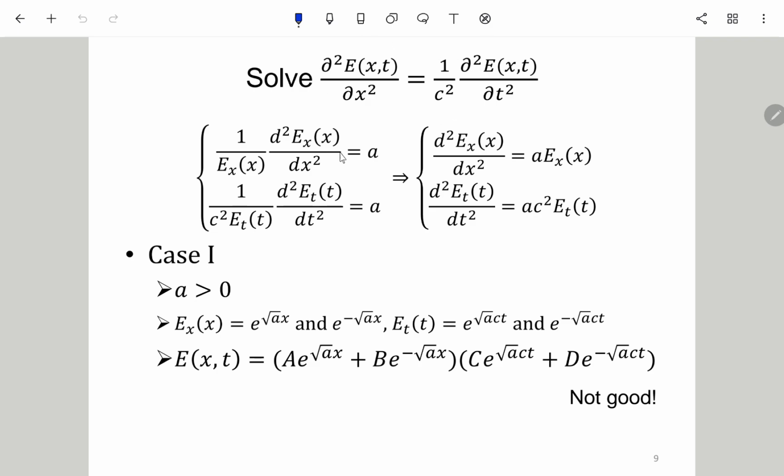So to solve this, the first one equals a constant a, and this one equals the same constant a. We move this one to the right side, and this one to the right side. So it becomes the second derivative of E_x equals a times E_x, and the second derivative of E_t equals a c squared times E_t.